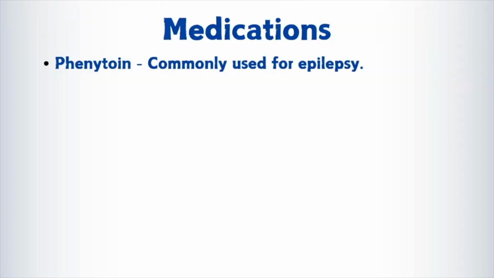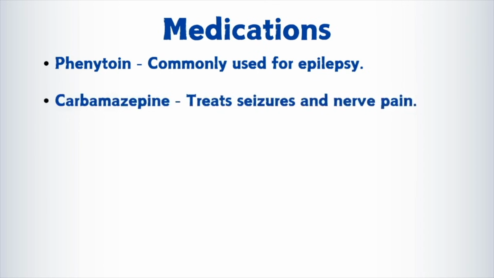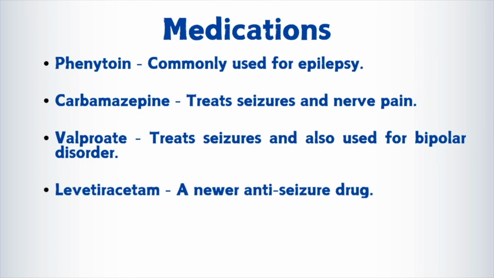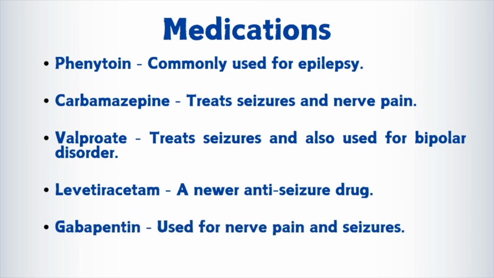Phenytoin is commonly used for epilepsy. Carbamazepine treats seizures and nerve pain. Valproate treats seizures and is also used for bipolar disorder. Up next, we have levetiracetam. This is a newer anti-seizure drug. Gabapentin is used for nerve pain and seizures. Let's check out our example sentences.